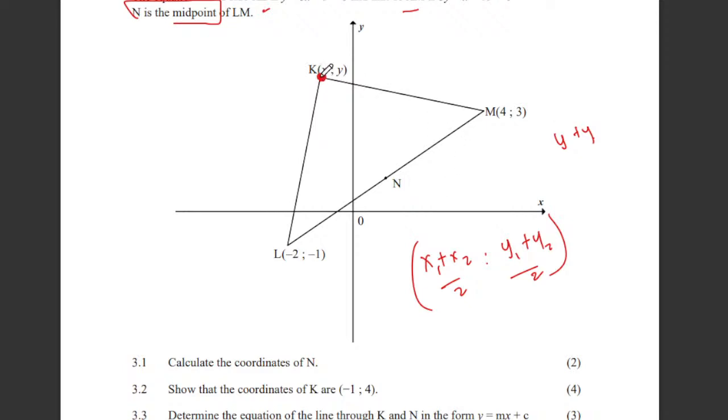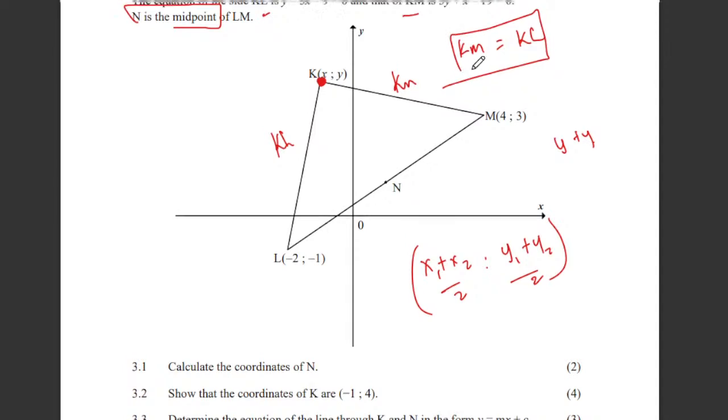This is K, a point where two lines are meeting. Remember, they gave us the equation of KL, and they also gave us the equation of KM. So at a point where two lines are meeting, we're saying that those lines will be equal to each other. So get the equation of KM and equate it to the equation of KL. In other words, solve these equations simultaneously.